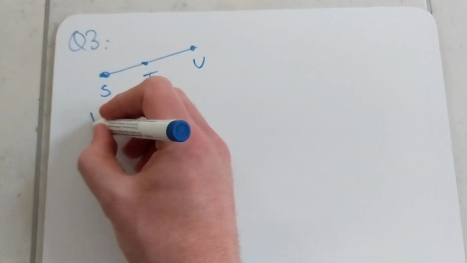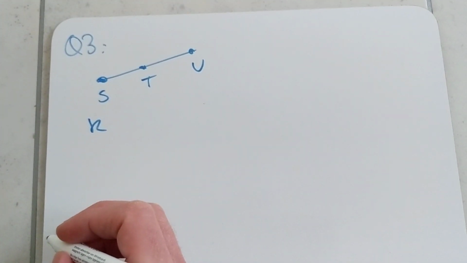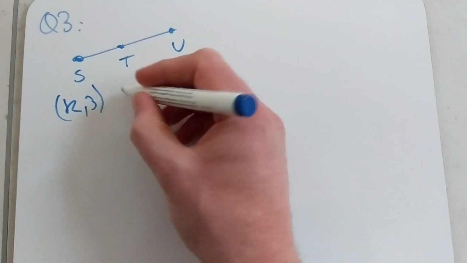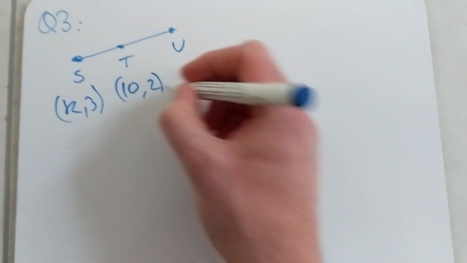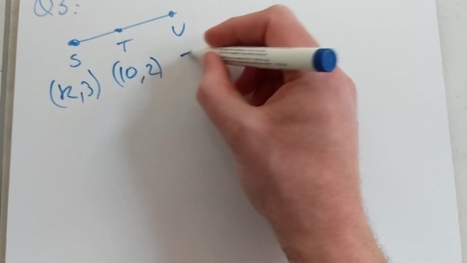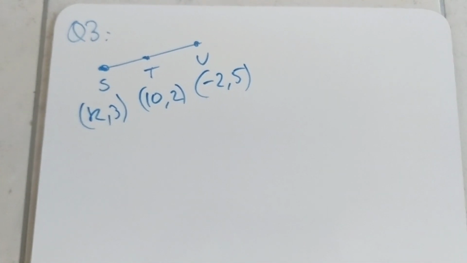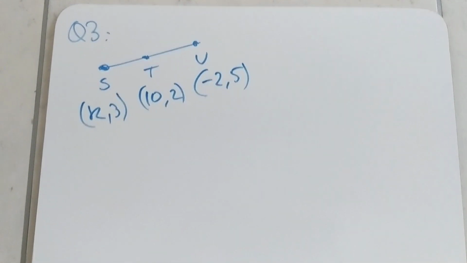You've got points S, which is the point k, 3. T is the point 10, 2. And U is the point negative 2, 5. As I said, not plotted that accurately, but just to have the 3 points on a line shows they're collinear.